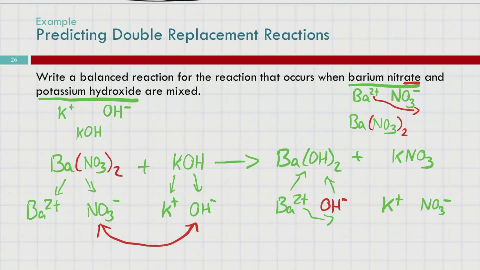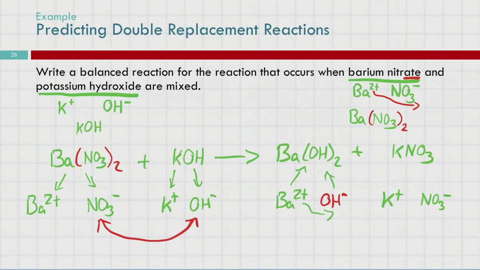And then the last part is that we have to balance it. And our trick for balancing double replacement reactions, this typically makes things work out well. We just look for something that's not balanced on the left side and the right side. NO3 works for us in this case. So if we look at our NO3, we've got 2 on the left side, 1 on the right side. To get those to balance out, we would want to add a coefficient of 2 in front of our KNO3 on the product side.